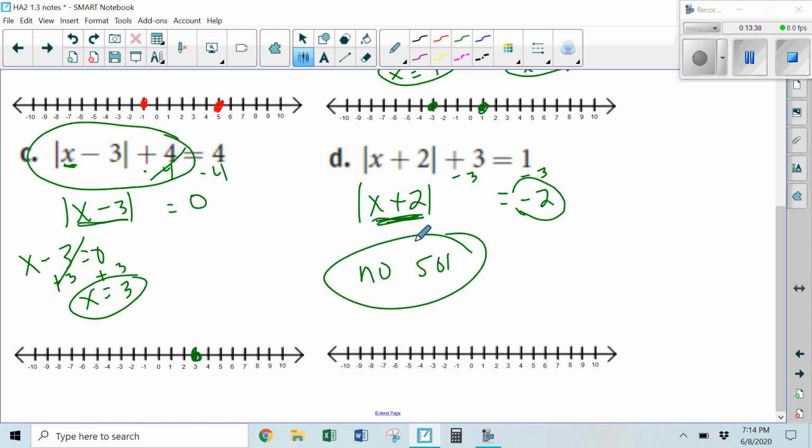If you tried to do it, which I'm sure some of you did, take whatever value you got for x, plug it back in, and you're going to find it actually doesn't work when you plug it back in.